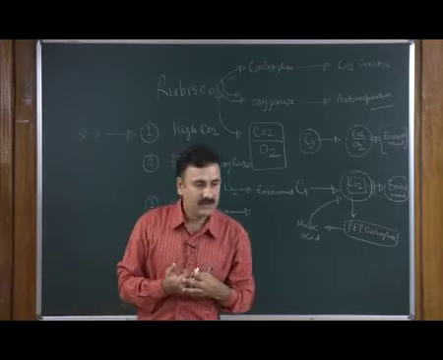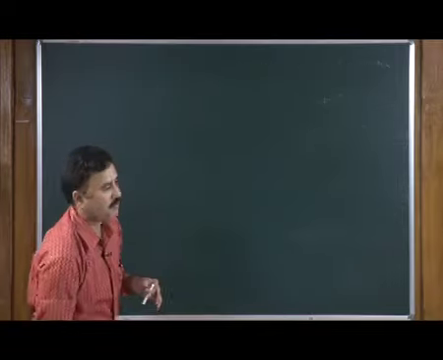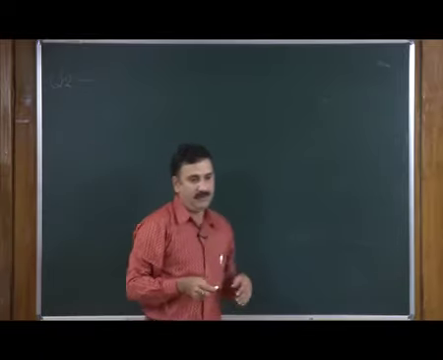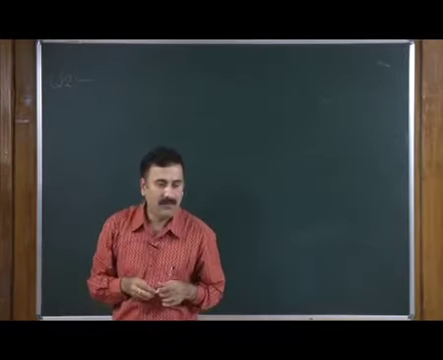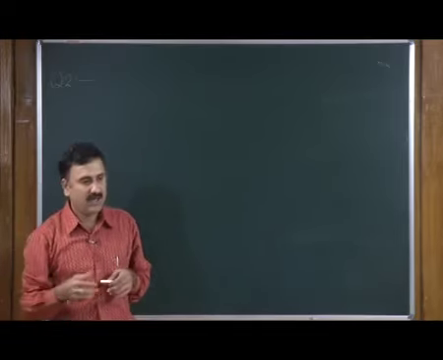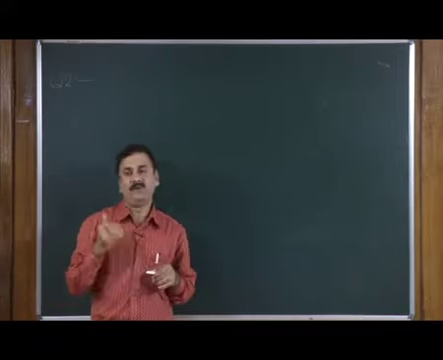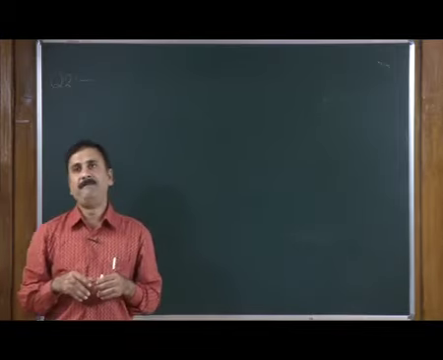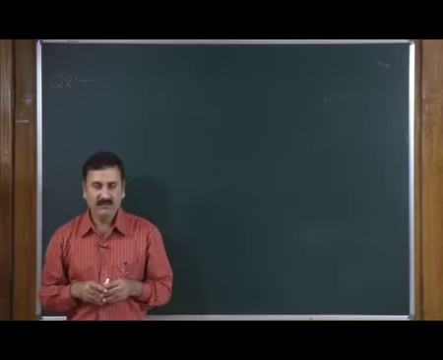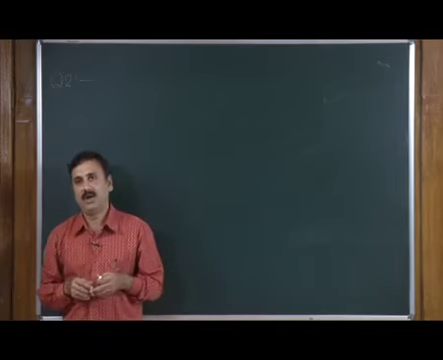Now, it comes to question number 2, which says: by looking at the internal structure of a leaf or the structure of a plant, can you tell whether the plant is C3 or C4? The answer is that if you take the internal structure of a leaf, you can very precisely say whether the plant will follow a C3 cycle or the C4 cycle.